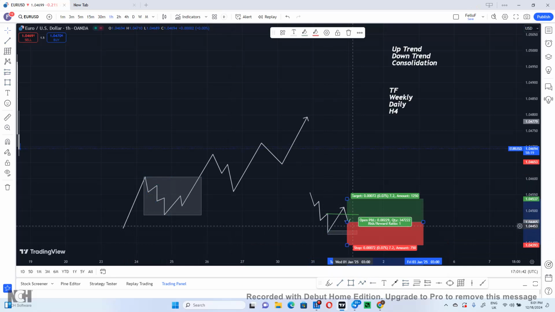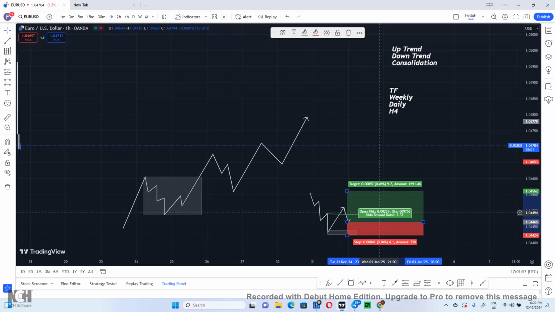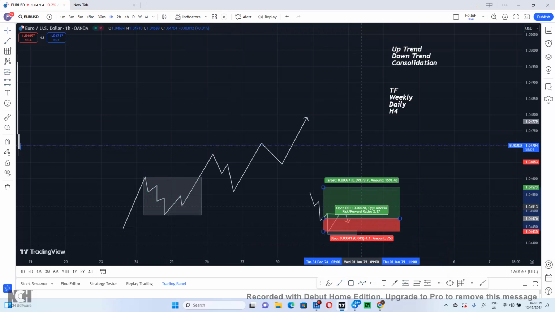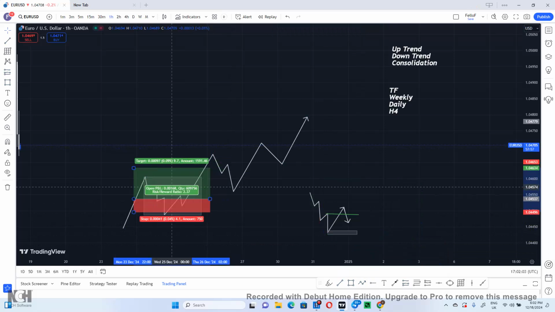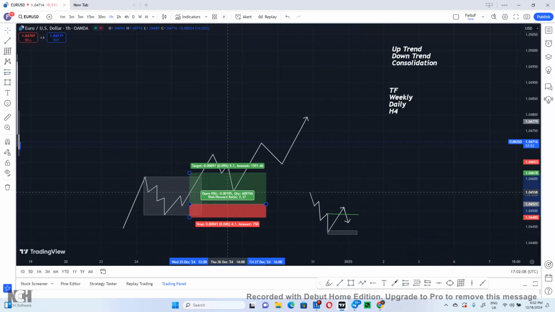Where is our stop loss? Our stop loss is a few pips below the structural low. Take profit at least 2 times our risk. Perfect. And that's exactly what happened here. So if you take this back here, this is exactly what happened.